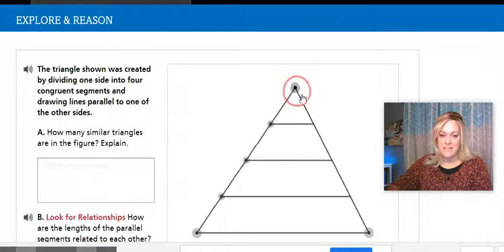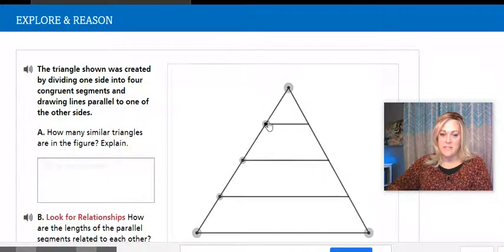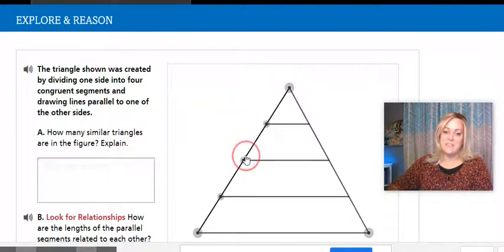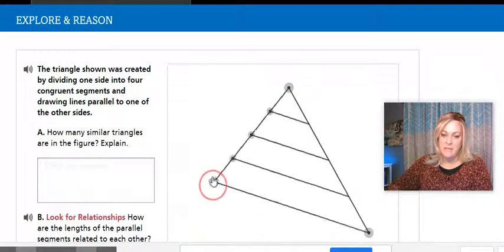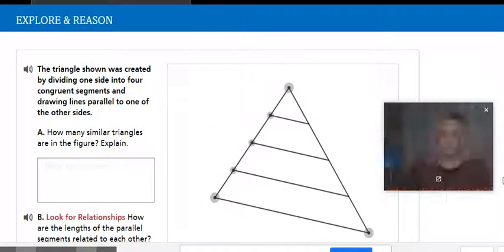So check this out. This moves, and these segments from here to here, here to here, these segments are congruent. So each of those are congruent segments. No matter how I manipulate these triangles, the segments are congruent. And then it asks you some questions about those.